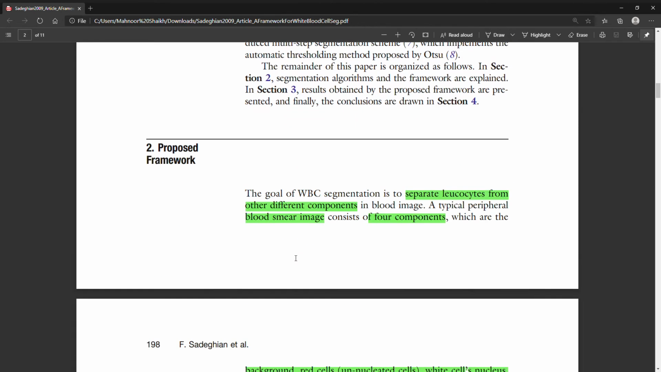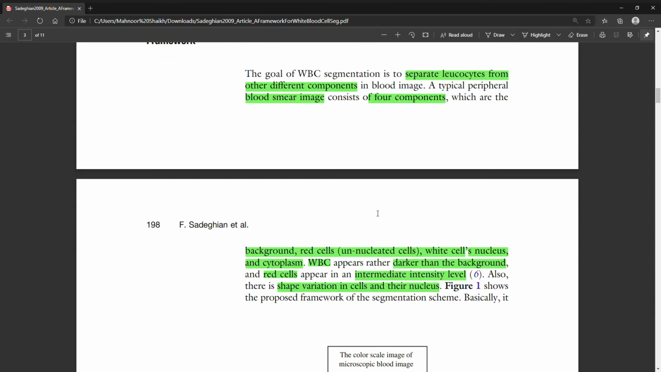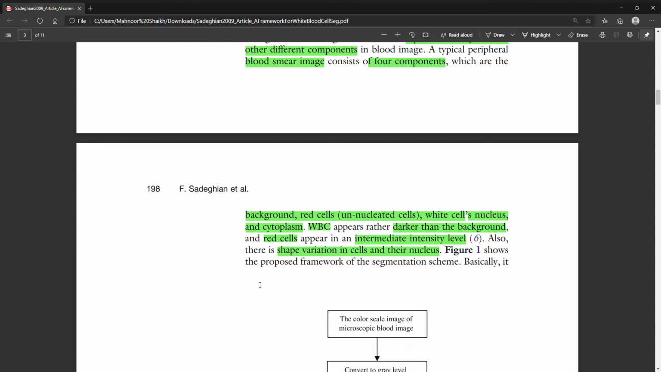So the proposed framework for this study is to separate white blood cell segmentation or the leukocytes from the other components of the blood. And the typical blood smear image consists of four components, which are background, red blood cells that are unnucleated, white blood cells that are nucleated, and the cytoplasm. So the white blood cells appear darker than the background, red blood cells appear in an intermediate intensity level, and the shape variation in cells is in their nucleus.